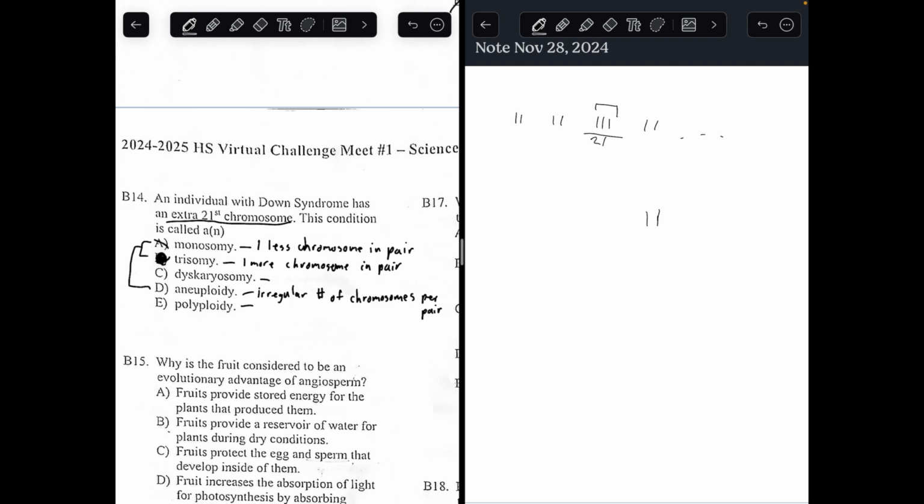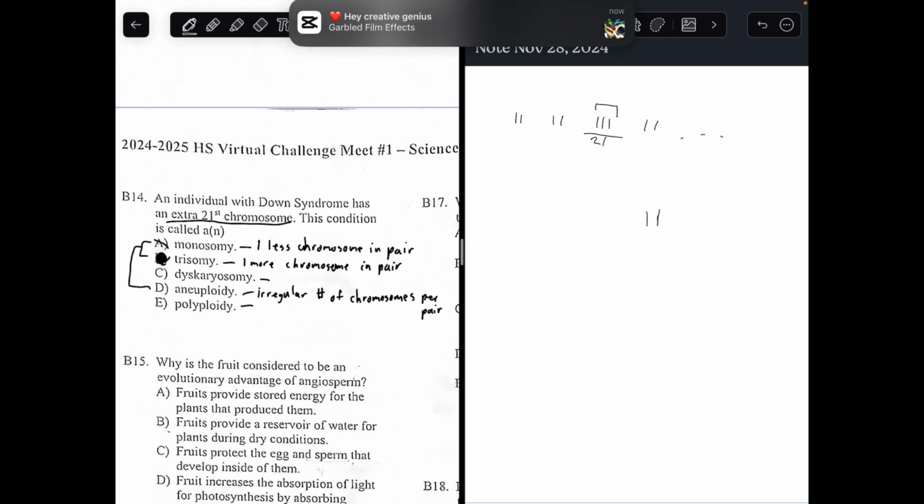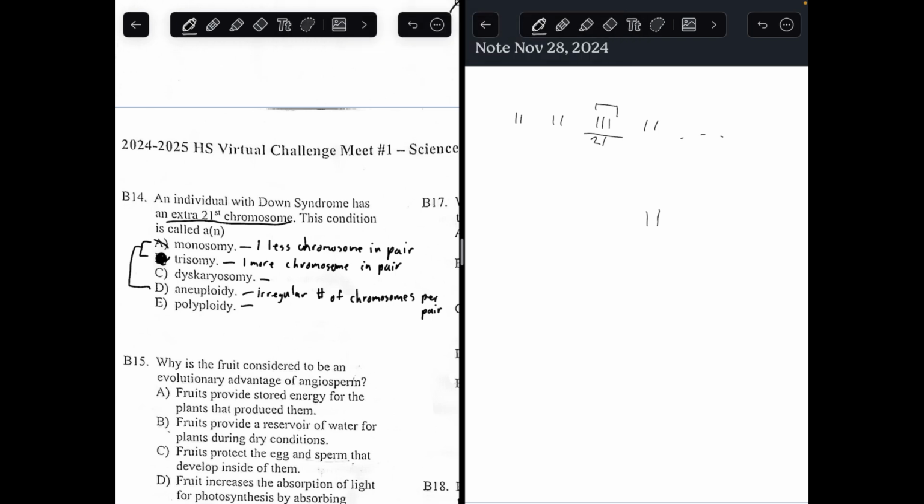You want to pick the most specific answer. D is right because you do have an irregular number of chromosomes. But trisomy is closer to the answer because it's more specific, versus aneuploidy, which is just an irregular number of chromosomes. We don't know if you're gaining one or losing one. And we don't know if gaining more or not.